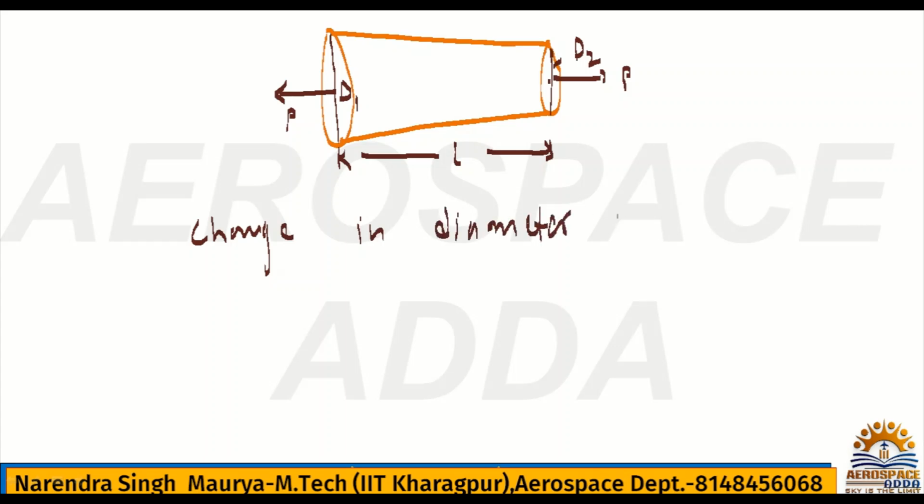Okay, for length L, for the complete length L, what is the change in diameter? You have to say D1 minus D2. I'm talking about the complete length, so for the complete length you have to check the initial and final point. So for the complete length L, the change in diameter is D1 minus D2. That is for length L.